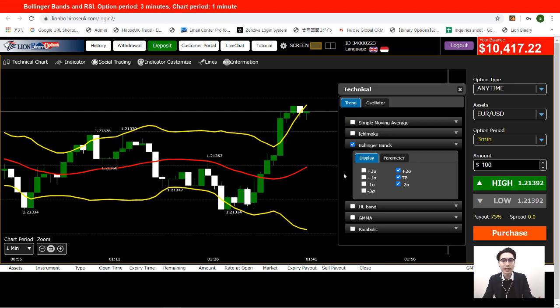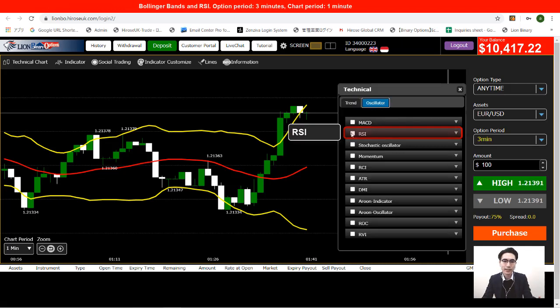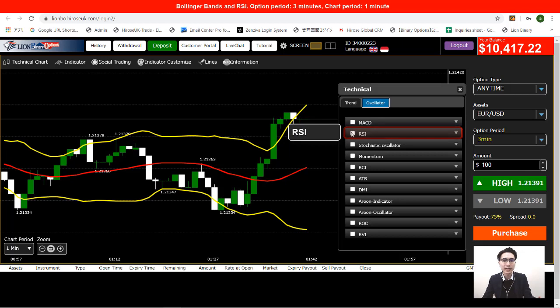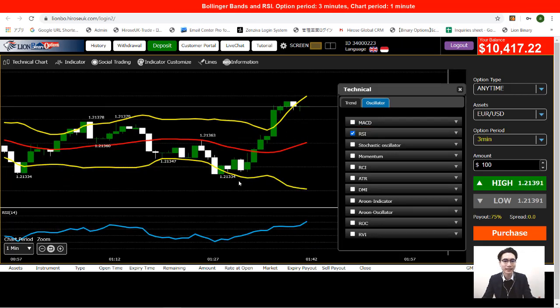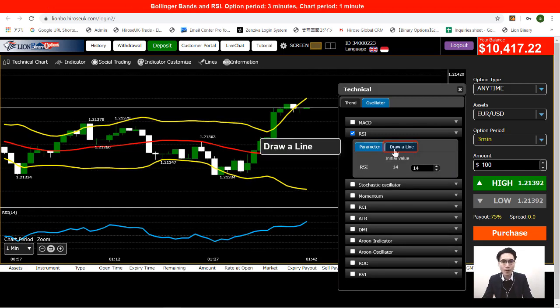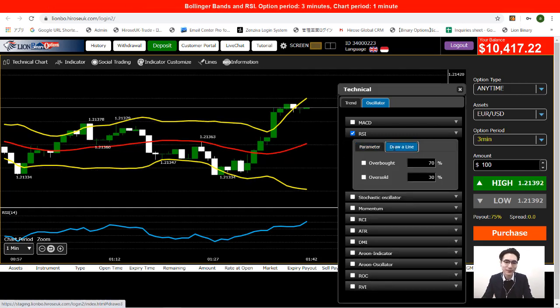Now go to oscillator. Click on oscillator, and we'll select the RSI. That's the new one we're going to take a look at today. Now we need to insert the overbought and oversold. We just go to the drop down, then go to draw a line. Click on it, and there we go, overbought and oversold.